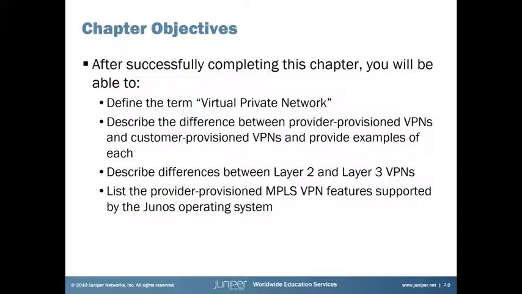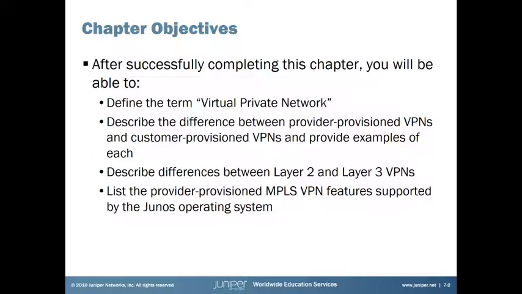Okay, so we're going to look at the concept of VPNs, describe the differences between provider provisioned VPNs and customer provisioned VPNs, and look at also layer 2 and layer 3 VPNs, and we'll get into talking about the types of provider provisioned or MPLS VPNs that are supported in Junos.